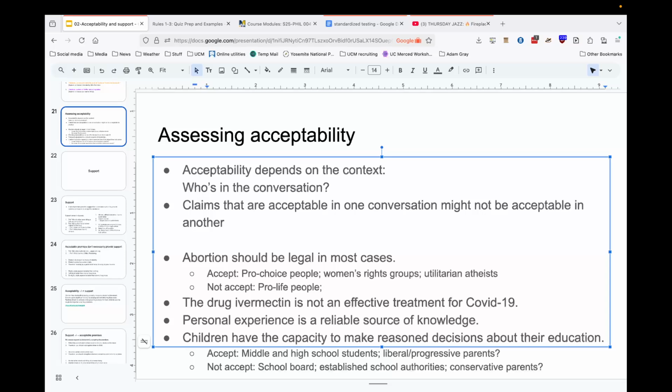Okay. Any other more interesting ideas for groups who would probably not accept the idea that abortion should be legal in most cases? Yes, Dalen. Christians. I'm going to say conservative Christians. I've known, again, I'm not religious myself at all, but I've known lots of Christians, many of whom are pro-choice.